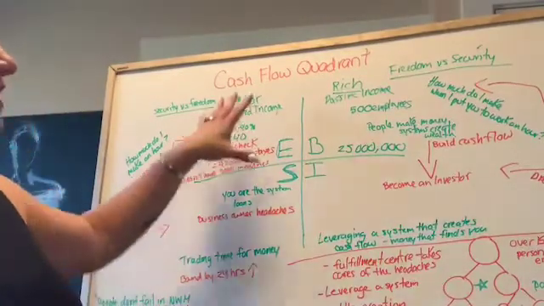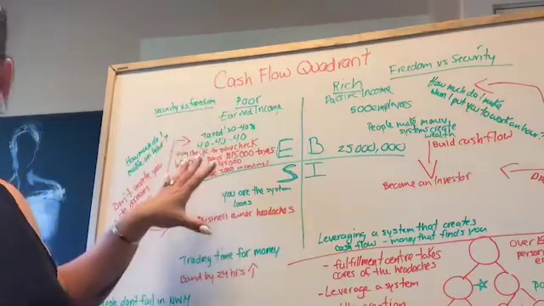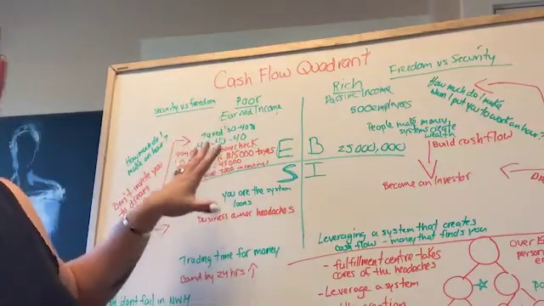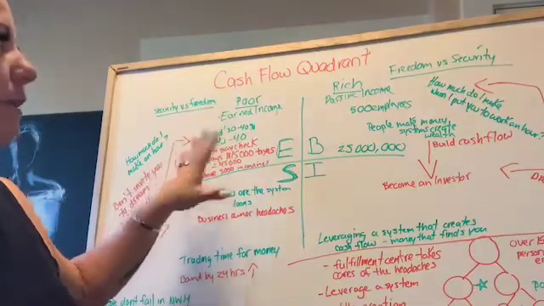So this side is the security versus freedom, all right? They know how many hours they work. They pretty much know how much their paycheck's going to be, and they're trading time for money.